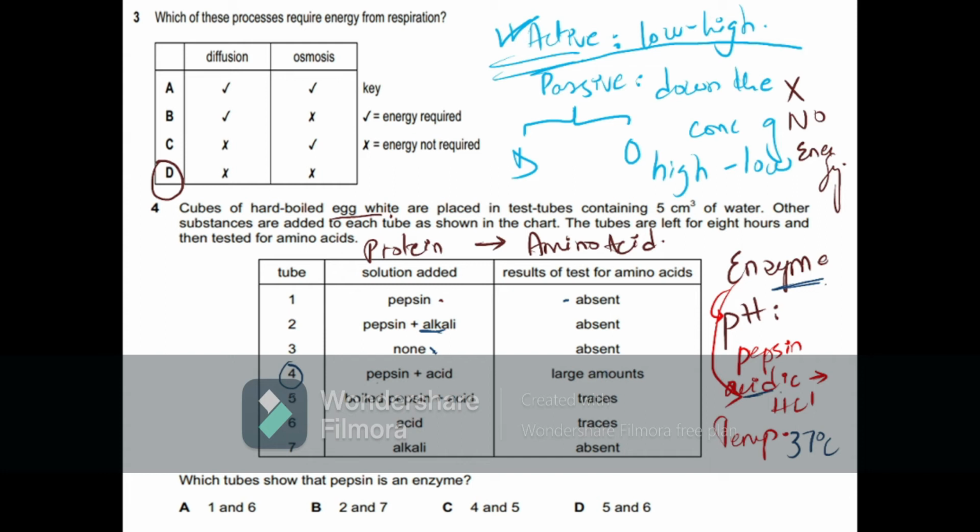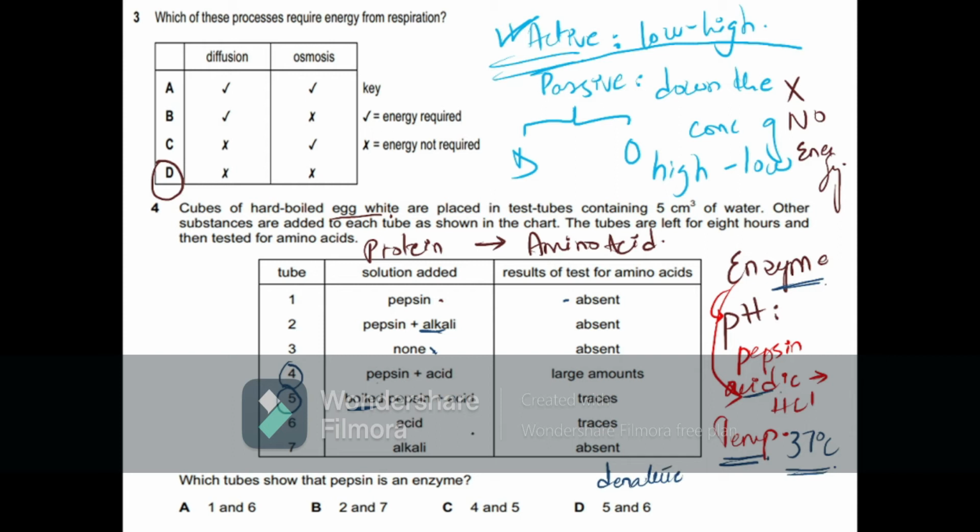But what will happen if you add acid but boiled pepsin? What you have done is boiling the pepsin. So here you can observe that pepsin is an enzyme, so it is temperature sensitive. When you boil this, what will happen? It will denature.